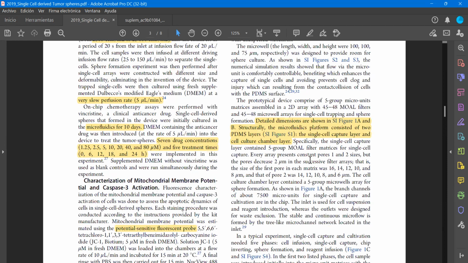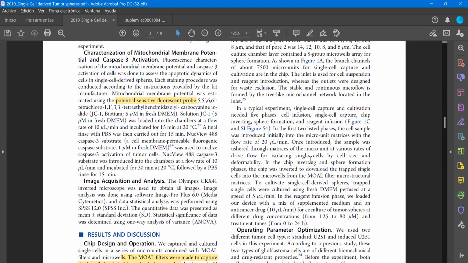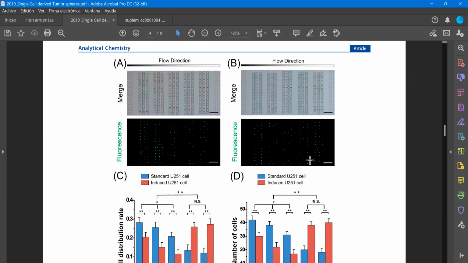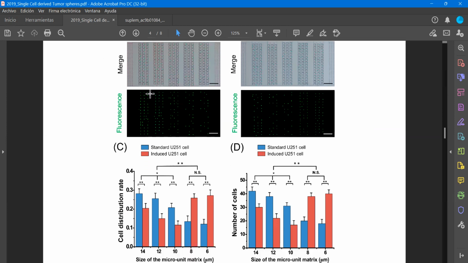And they tried different flow rates to obtain the optimal conditions. And they found that at 100 microliters per minute, they could improve the capture of the cells. So here we see the flow direction and the fluorescence. The cells are marked with fluorescence to evaluate if there is just one cell per chamber. And that's what you see here. In the merge image, you see the chambers and just one cell located in them.